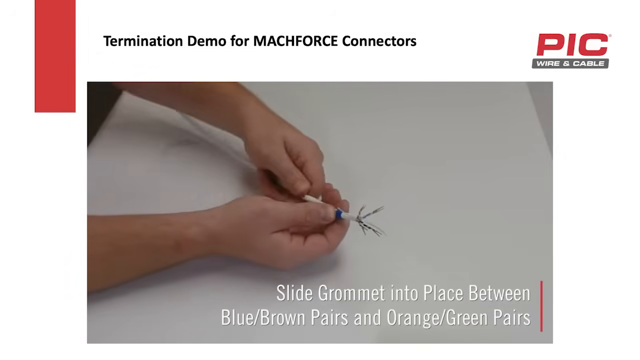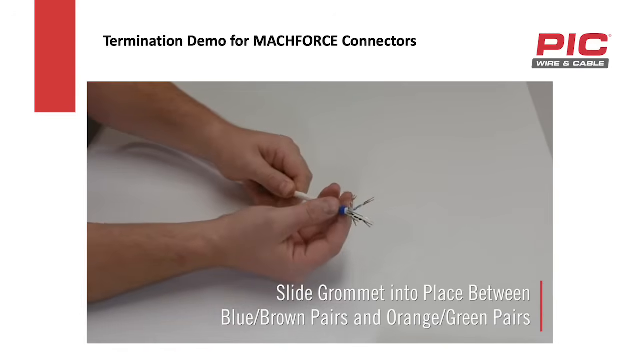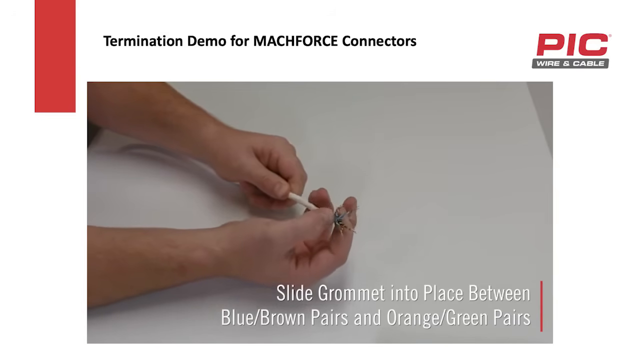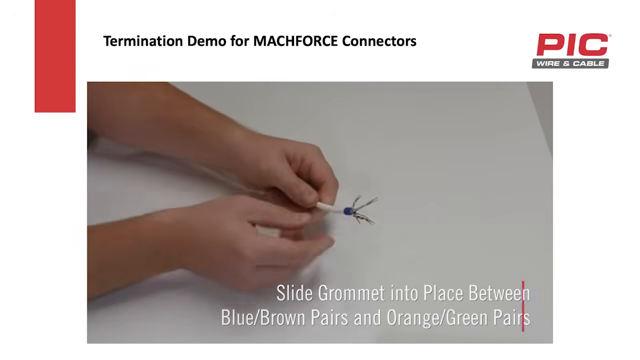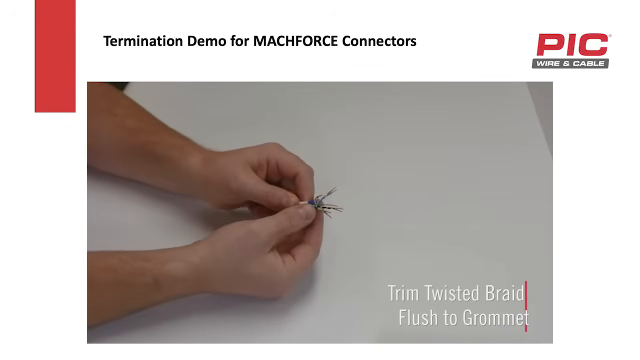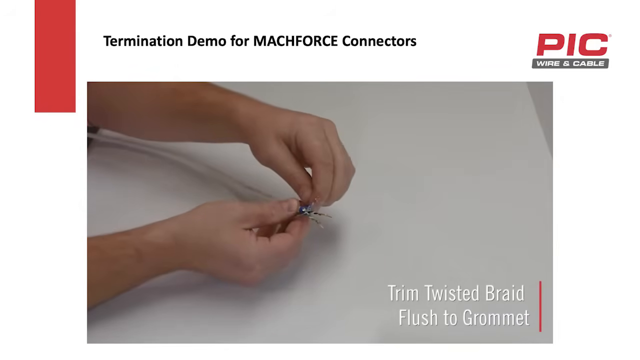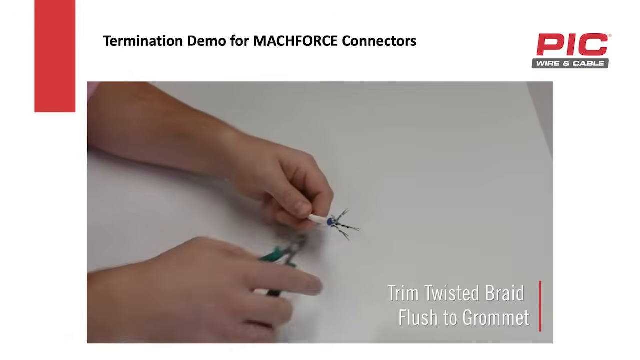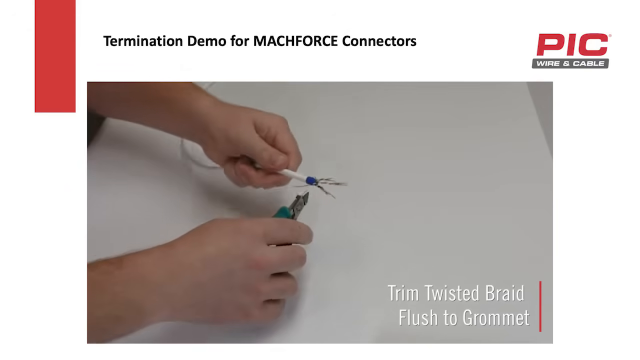From there, we need to comb out the braids and center one braid between the blue pair and brown pair, and center the other braid between the orange pair and green pair. Then fold the braids over the grommet and trim the braids flush with the nub on the grommet.